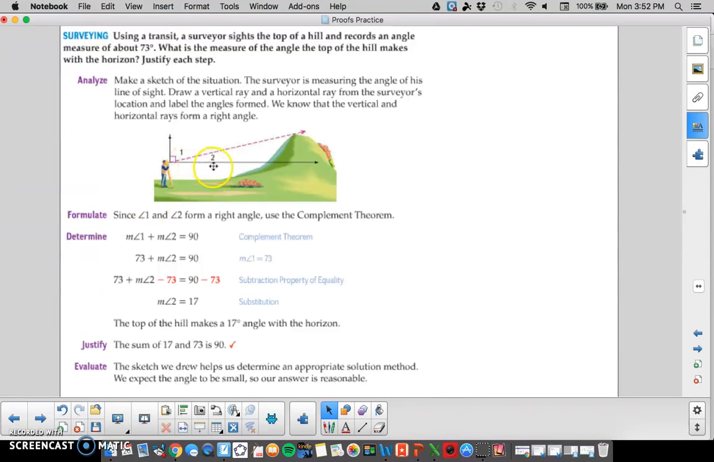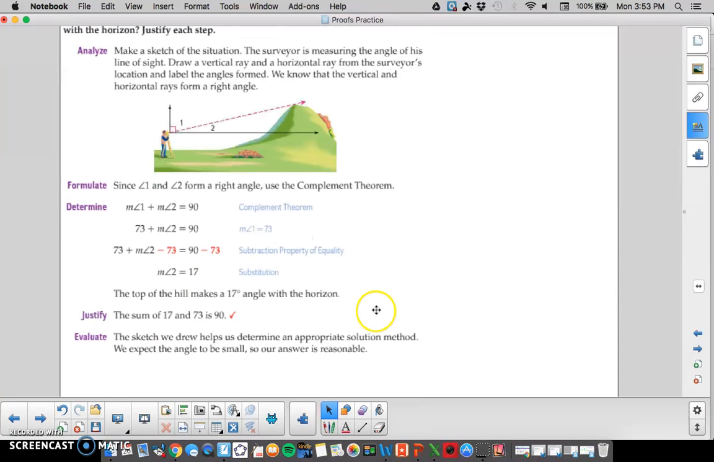So we know the measure of angle 1 plus the measure of angle 2 is 90 because of the Complement Theorem. But he measured angle 1 to be 73, so we can substitute that in. So we have 73 plus the measure of angle 2 equals 90. Then we can subtract 73 from both sides and get that the measure of angle 2 is 17. Okay, and then we can check our work and make sure that 17 plus 73 is 90. And that sketch really helped us here. Drawing pictures is a great way to reinforce what you're trying to show.